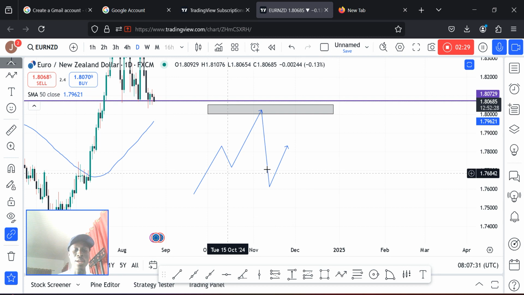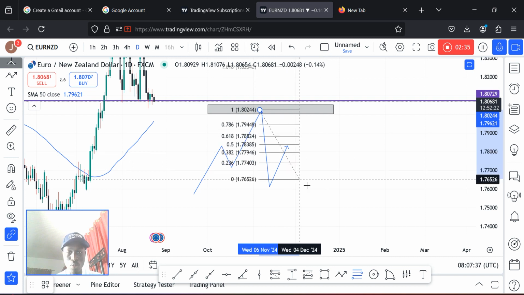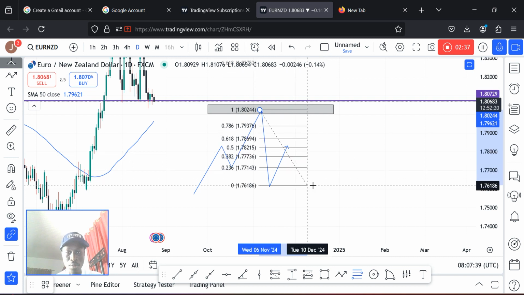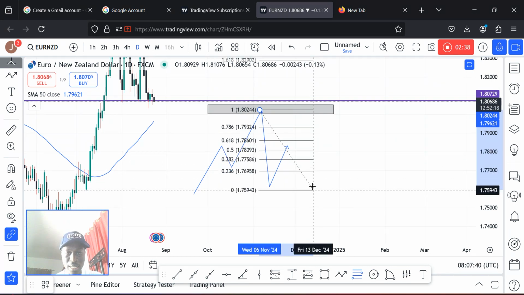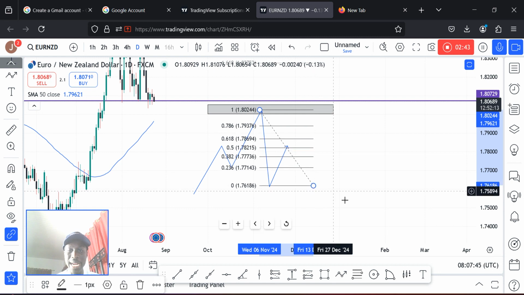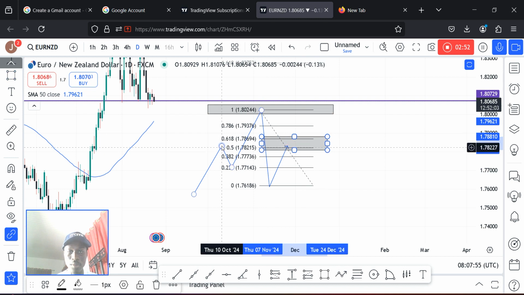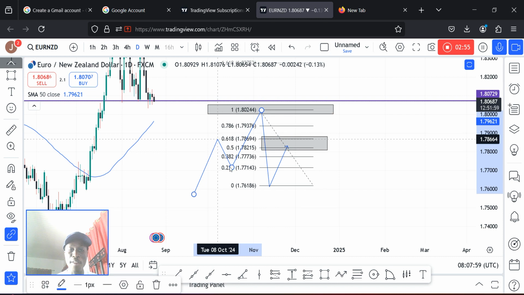Since the change of character has been confirmed, I normally pull my Fibonacci retracement to come all the way to this whole level where market has given me the pullback, and I mark two zones. That's the 0.618 and the 0.5 level at that zone.